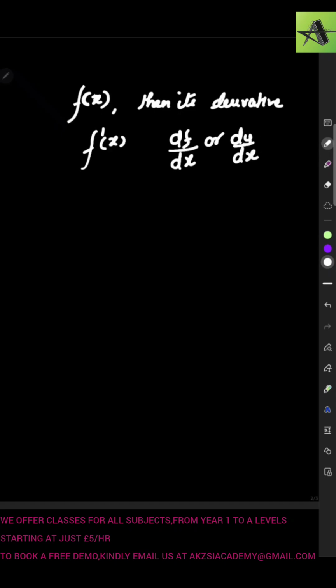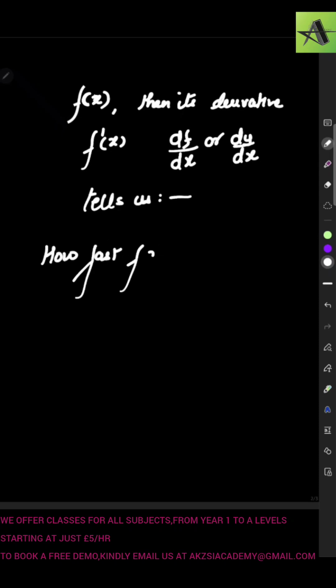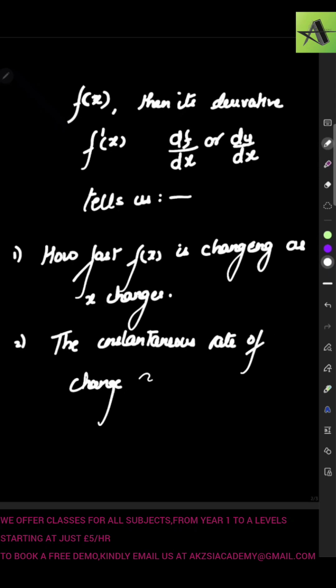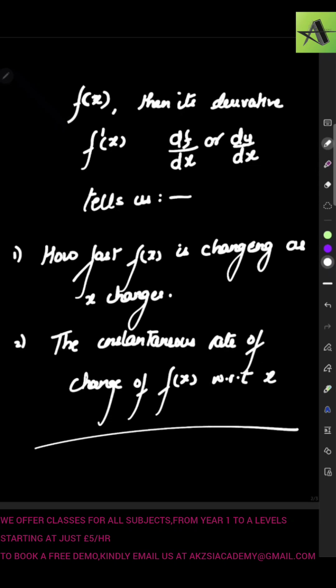Both the ways represent the differentiation, and this tells us how fast f of x is changing, because this is y. So f of x is changing as x changes. That means when one variable is changing, how much or how fast the other variable is changing. And second one is the instantaneous, that means at that particular instant, rate of change of f of x with respect to x. That's how you can define it.